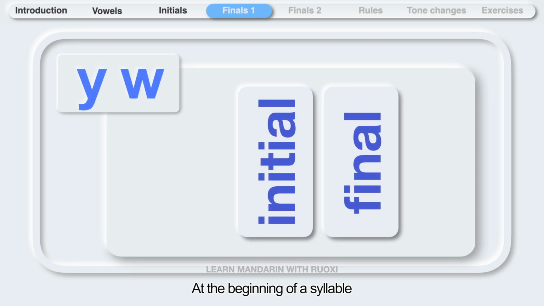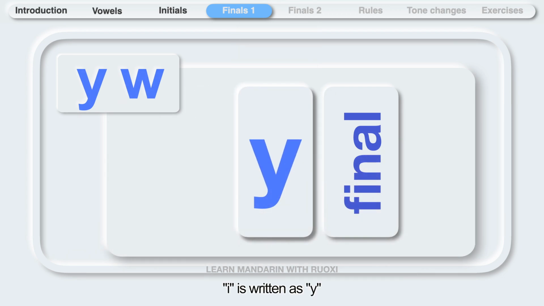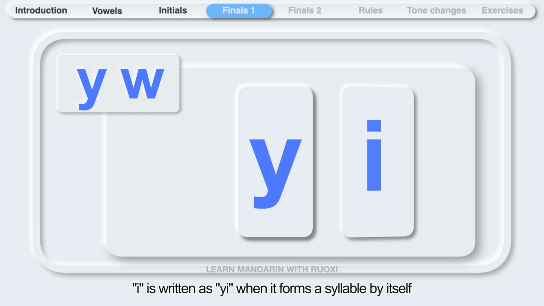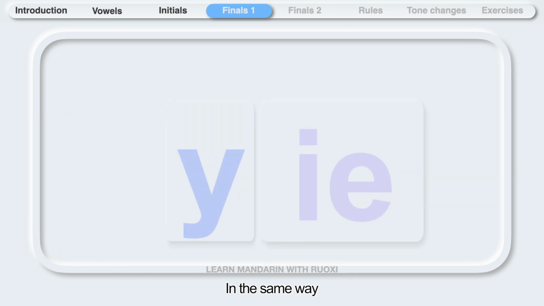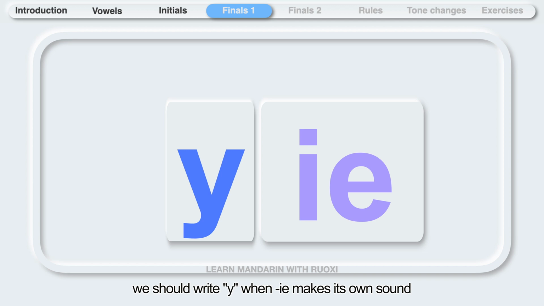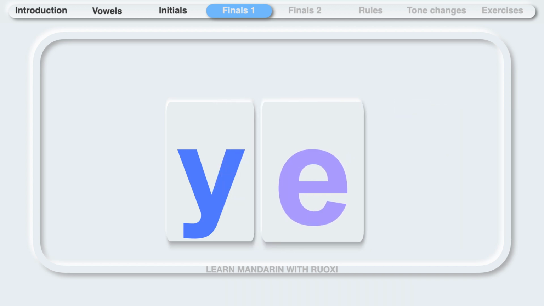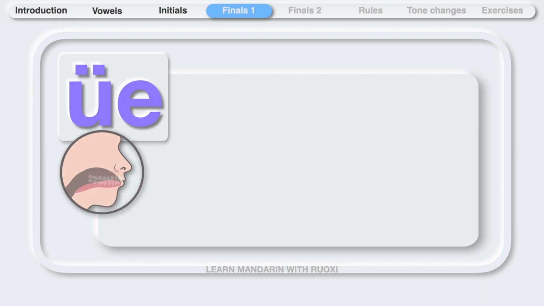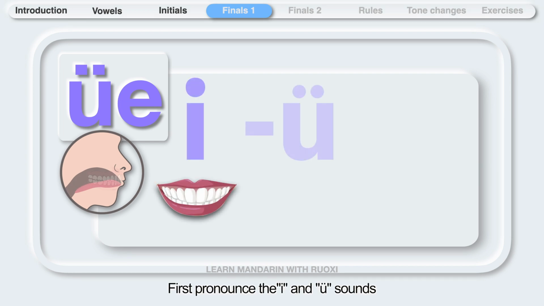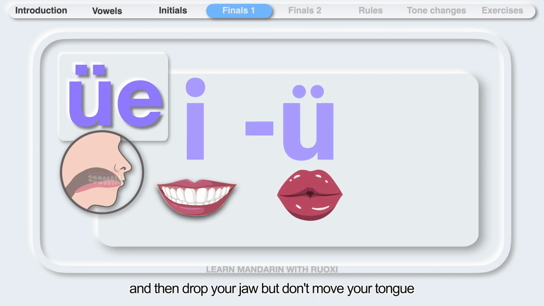In our previous lesson, we talked about these two sounds. At the beginning of a syllable, i is written as y. e is written as e when it forms a syllable by itself. In the same way, we should write ye when ie makes its own sound. Ye, ye. Yue. When you read this panel, please don't let your tongue relax. Make it stay tense. Touch your lower teeth the whole time. e, yu, yue. First pronounce the e and yu sounds, and then drop your jaw but don't move your tongue.